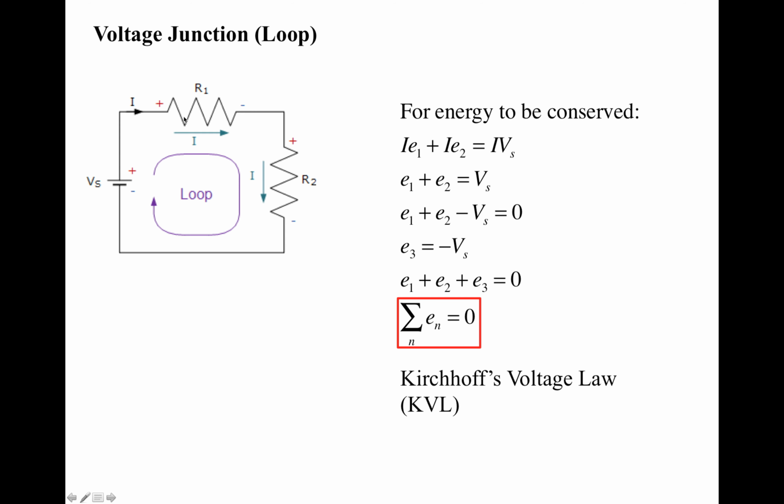Now let's look at the voltage junction, or the loop, and Kirchhoff's voltage law, or KVL. Here we have 2 resistors connected in series to a voltage source, Vs. Again, we consider energy conservation along the closed loop, so the total energy dissipated must be equal to the total energy supplied. There are no current junctions in this circuit, so the current stays constant. Let's assume it's capital I. So the power dissipated by the 2 resistors is just the current I times E1 plus the current I times E2, and the power supplied by the battery is just Vs times the current I. And we can cancel out the current I and obtain this relation for the voltage.